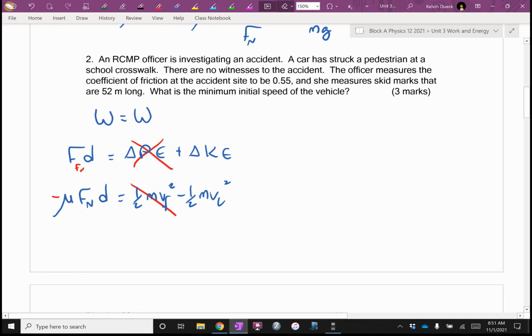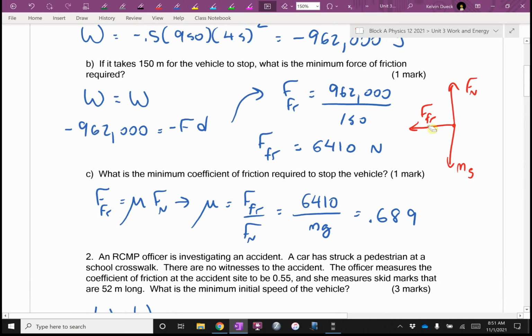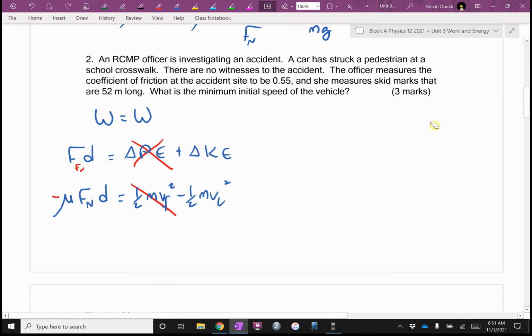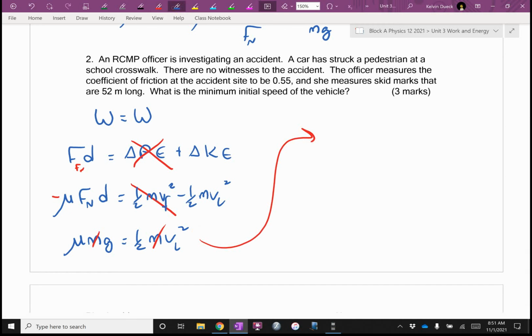I don't know the normal force. Although I think the free body diagram would be the same as this one for a car coming to a stop? Alexis is nodding. I agree with Alexis. So I think I can say in the next line, mu mg equals a half mv initial squared. Oh, that's kind of convenient. I think I'm going to get v initial equals 2 mu g.